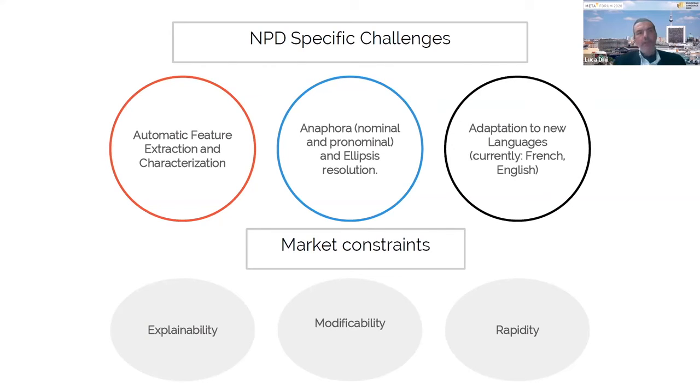Another big challenge in this domain, as we mostly deal with social networks, is anaphora and ellipsis resolution. Of course, when you speak about an object, you mention it once, then you just use a pronoun, or even you don't use a pronoun, you just use nominal phrases. And this is a crucial issue for us, to understand when a pronoun refers to an object or when it refers to something else.